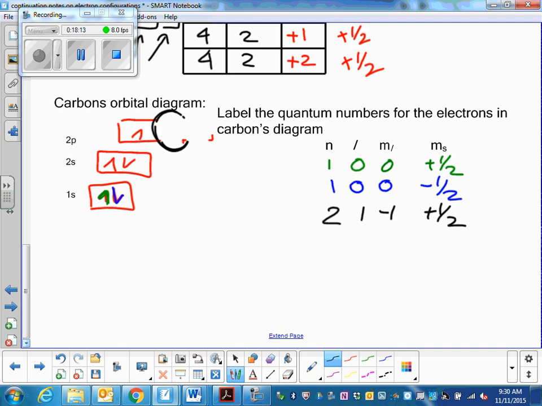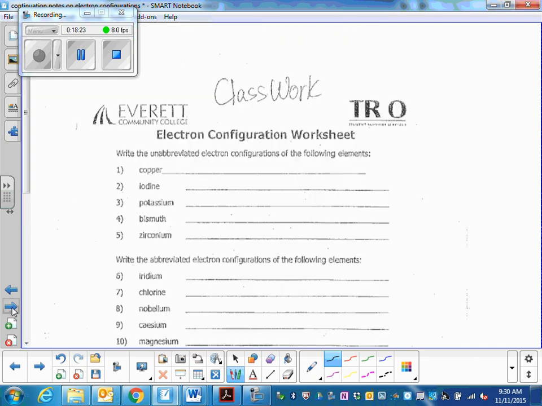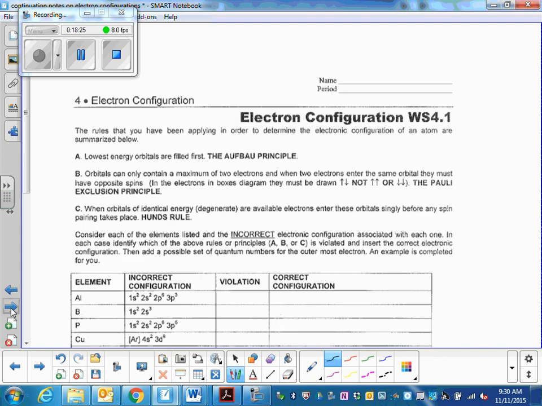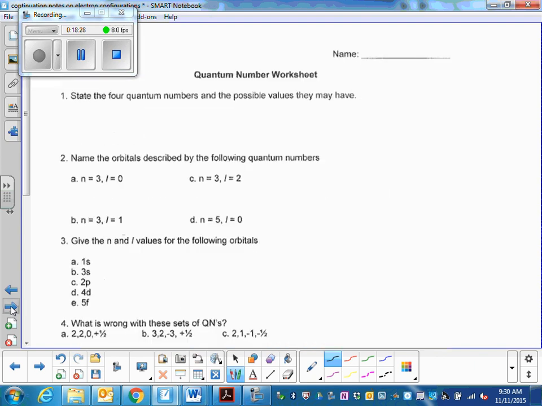Do you understand this? Let's turn to the back and review a little bit more of quantum numbers. Next class you will have a quiz on quantum numbers. What are the 4 quantum numbers? n, L, ML, MS. What are the values of n? They can only be whole numbers, right? 1, 2, 3, etc.